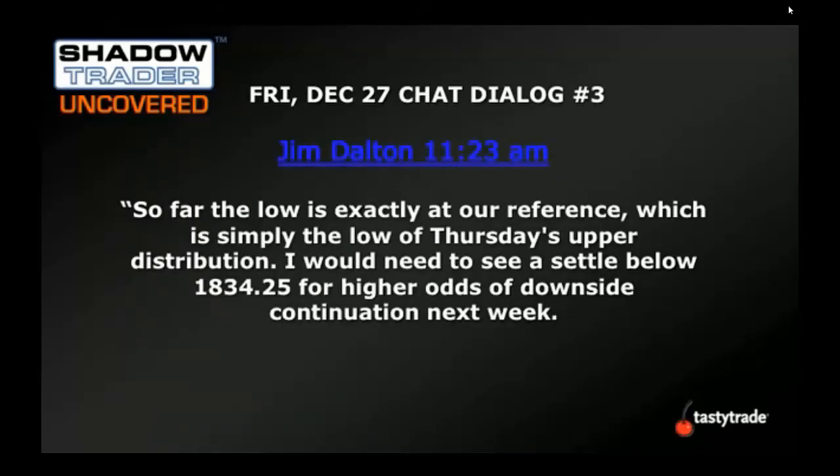And the last slide is from a chat comment I put out at 11:23. It says, so far, the low is exactly at our reference, which is simply the low of Thursday's upper distribution. I would need to see us settle below 1834.25 for higher odds of downside continuation next week. And that's all I've used, structure. It is not as difficult as it appears.